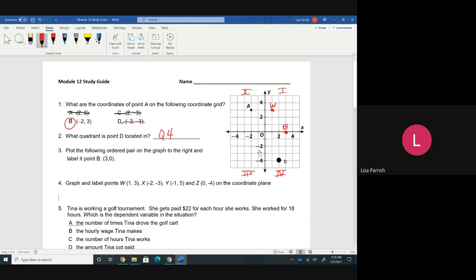X, again, start at the center at the origin. -2 is over to the left. And then -3 goes down. Your negatives are down here. So this would be point X.